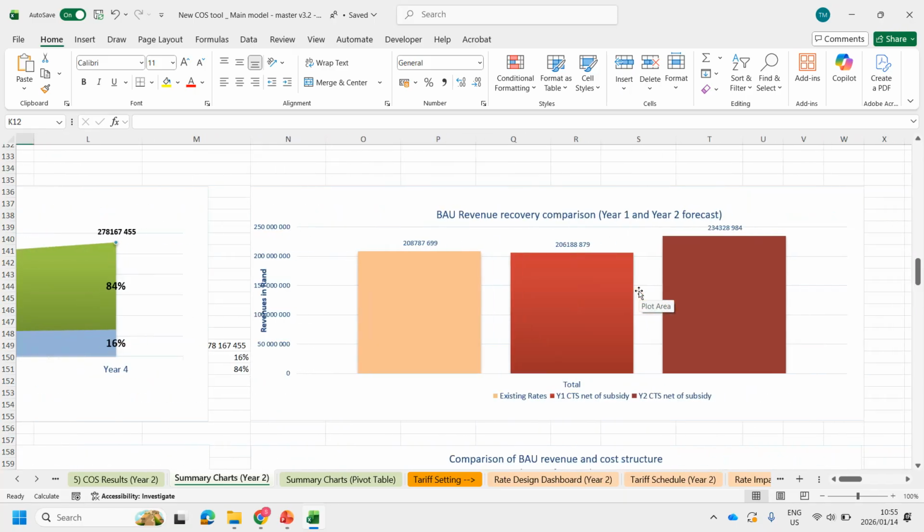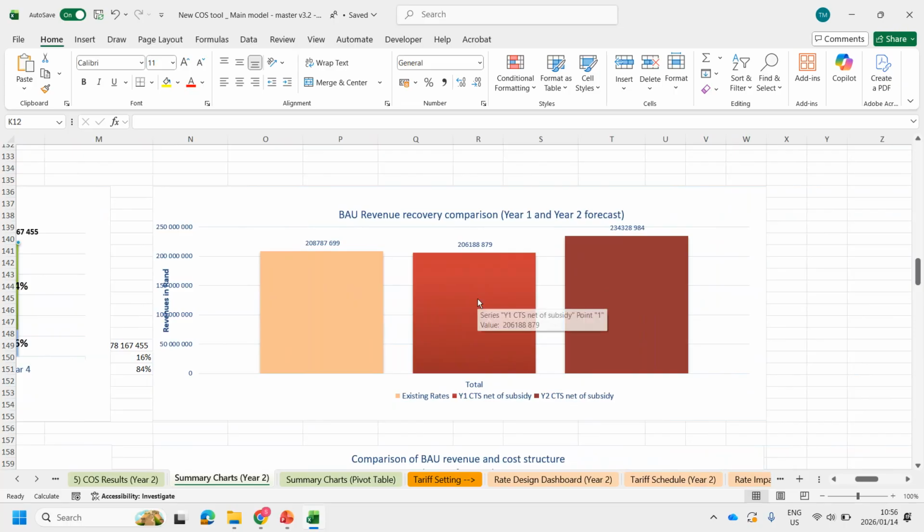The second graph that we look at is this one that is comparing your revenue to your cost. The first bar, which is a bit peach in color, shows you the total revenue that you are receiving using the current tariffs that you are charging your customers.